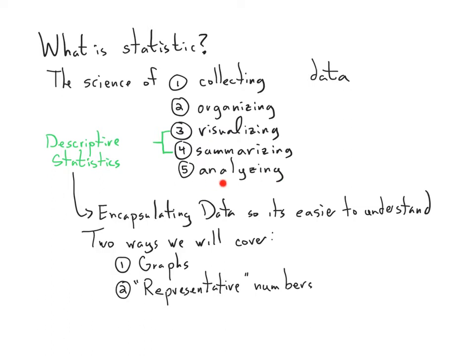And the other way is analyzing data. That's the other thing you can do with data, and that's using past data to make predictions about the future. You'd see 1, 2, and 5, and also 3 and 4 in a dedicated statistics course. But for our purposes, we're going to focus on 3 and 4.